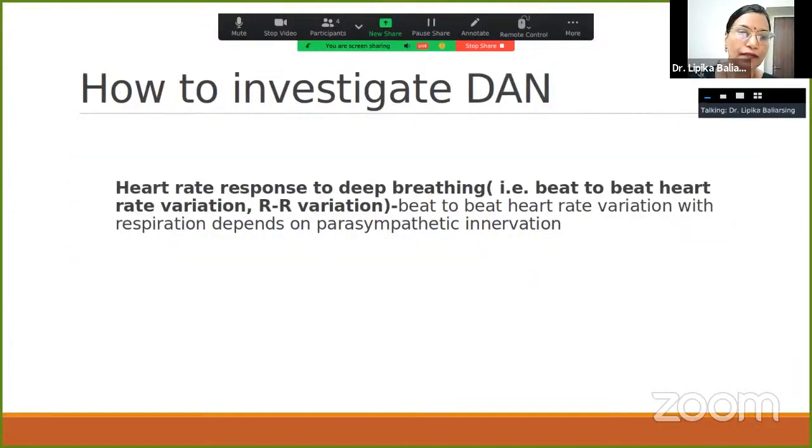We have to check the heart rate response to deep breathing, that is the beat-to-beat heart rate variation, and RR variation, that is beat-to-beat heart rate variation with respiration. That depends on the parasympathetic innervation. So we check the efficacy of parasympathetic innervation by various tests. There is a particular way of going about these tests. I'll describe them one by one.